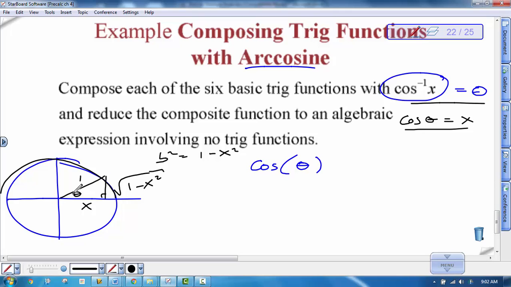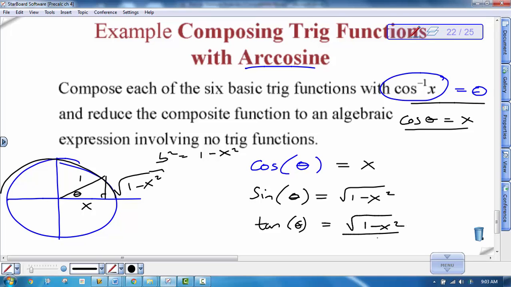So there's my triangle to set up, and that's important because when I do the cosine of the angle, we already know that's x. But when I do the sine of this angle, which by the way theta is inverse cosine, so I'm really doing sine of inverse cosine in this case, but I'll just call that theta for now. Sine equals opposite over hypotenuse, so that'd be the square root of 1 minus x squared. The tangent then, once you get this set up, is pretty easy. Opposite over adjacent, so it'd be the square root of 1 minus x squared over x.